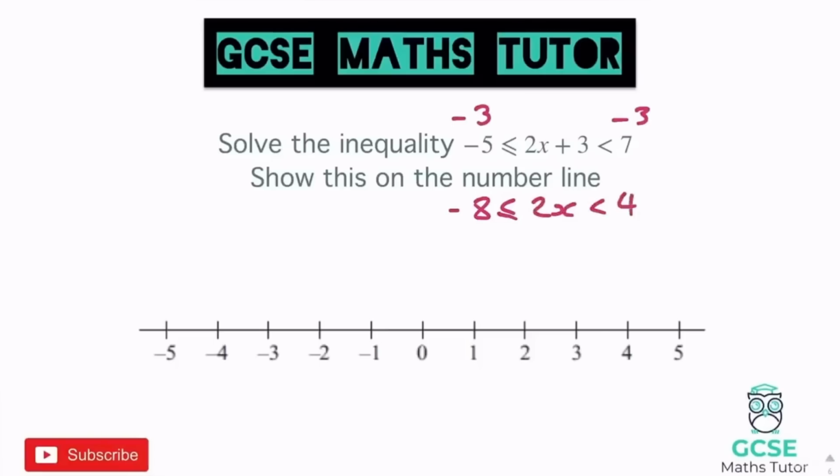And there we go. Obviously I want to have x on its own. So now I want to divide by 2, just like we've done before. That'll give me the x in the middle. There we go. Keep all the symbols the same. Dividing them both by 2, 4 becomes 2, and negative 8 becomes negative 4.